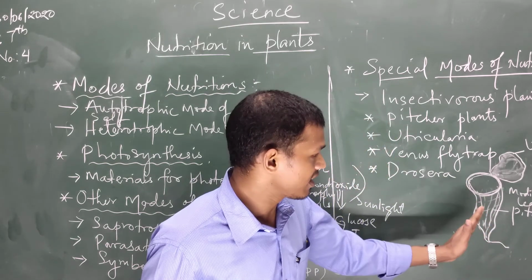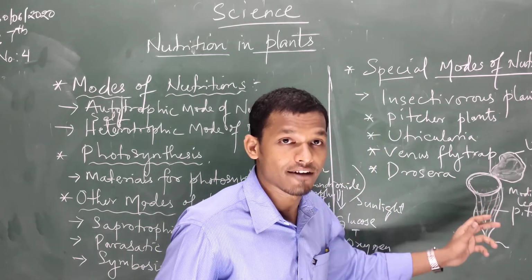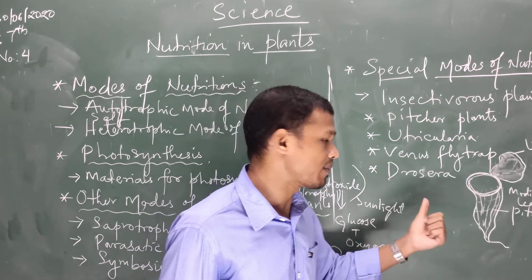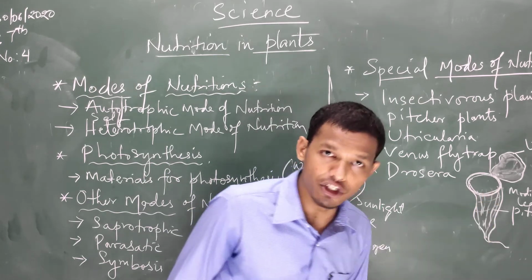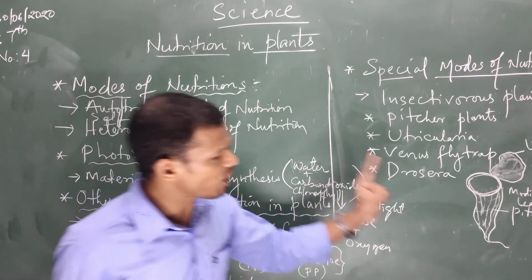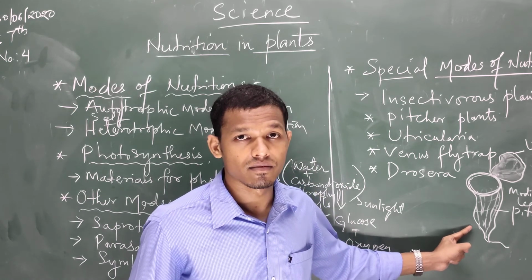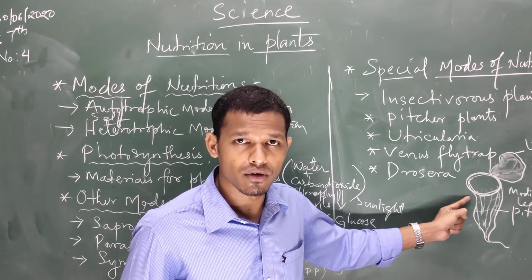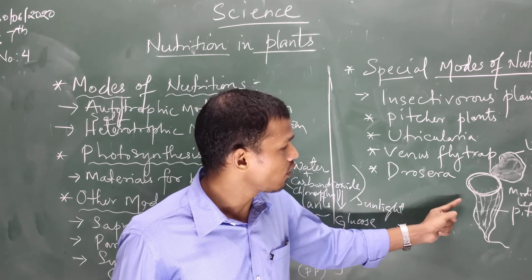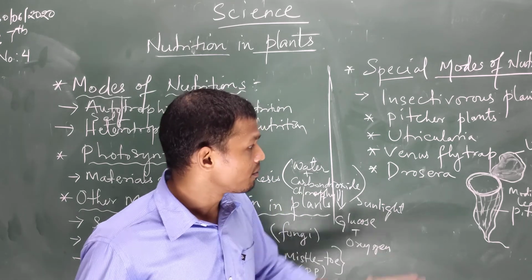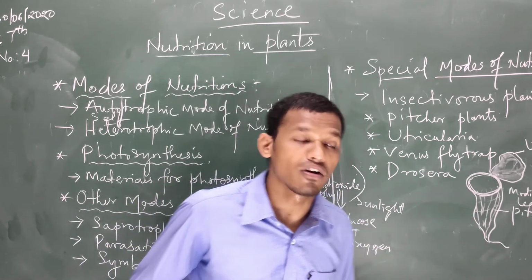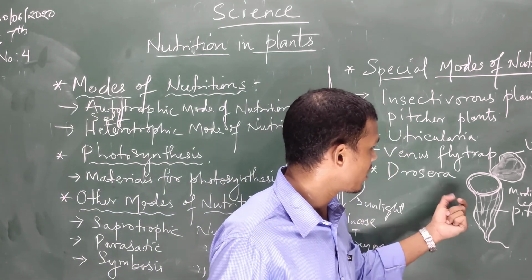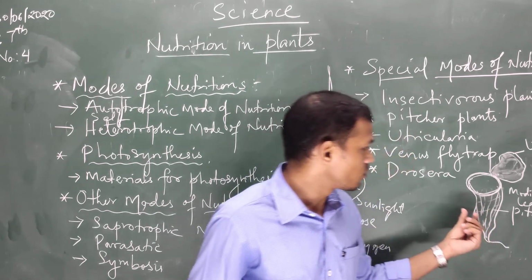In that case, these plants gain nitrogen, which is useful for the plant to grow. This is a part of nutrition. Nitrogen is also part of nutrition. Carbon dioxide is also required. Minerals are also required. Water is also required for these plants to grow. But most probably they grow in areas where there is a lack of some minerals. So this type of plant requires nitrogen for their survival.